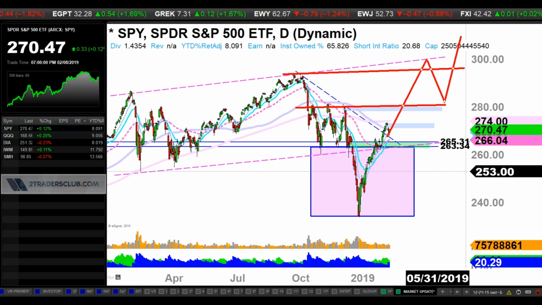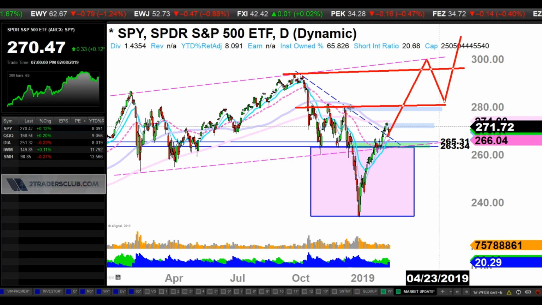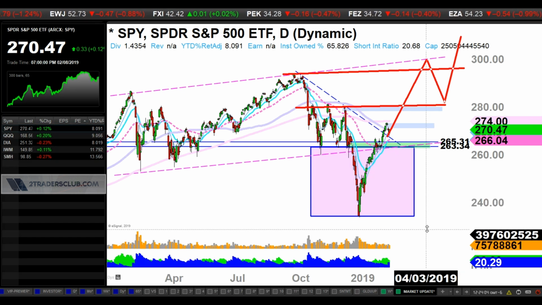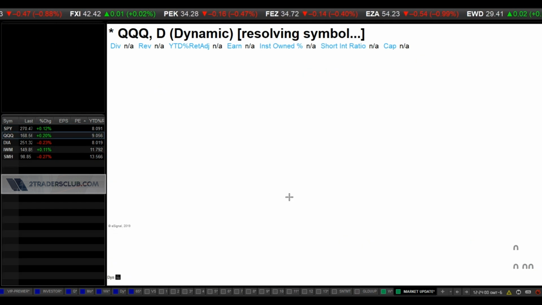Because sooner or later we're going to get that, and I'm not sure exactly when. It could be 280, it could be 290, it could be 300. I'm not sure, but my hunch is we may not get that until 290, but we'll see. We'll continue to track these levels, and we'll follow up each week like we've been doing on Friday nights. Let's go to Nasdaq here.